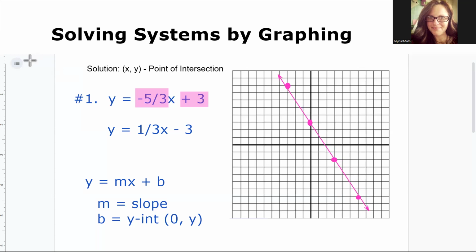Let's graph the second line. Starting with our y-intercept, y-intercept is negative 3. And then using our slope, rise over run. Up 1 to the right 3. Graph our second line.